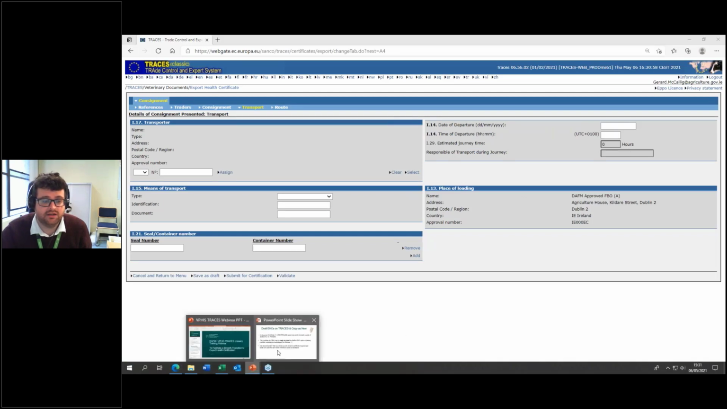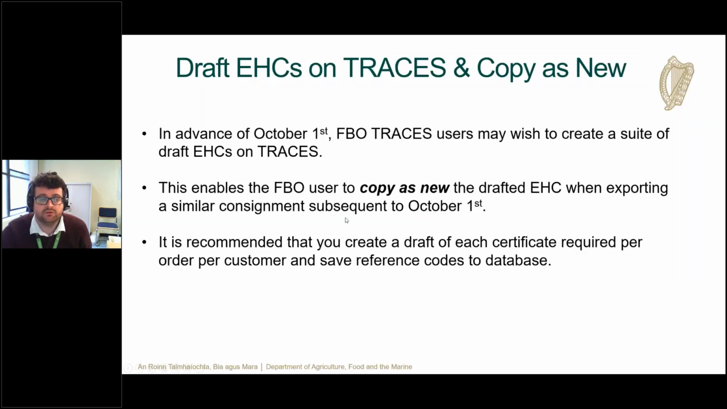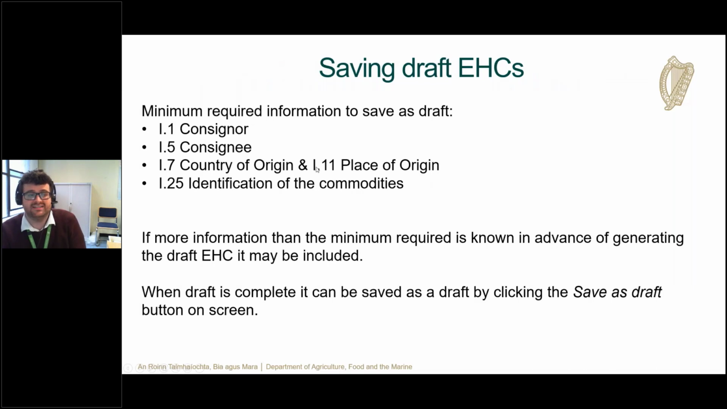And the final item I'd like to bring to your attention, so this is the minimum required information to save as a draft. It's the consignor, the consignee, the country of origin, place of origin, and box I-25 identification of commodities. If more information is known than that, you can enter that in advance of creating the draft, but in order to save as draft, this is the minimum amount of information that needs to be input into the system.